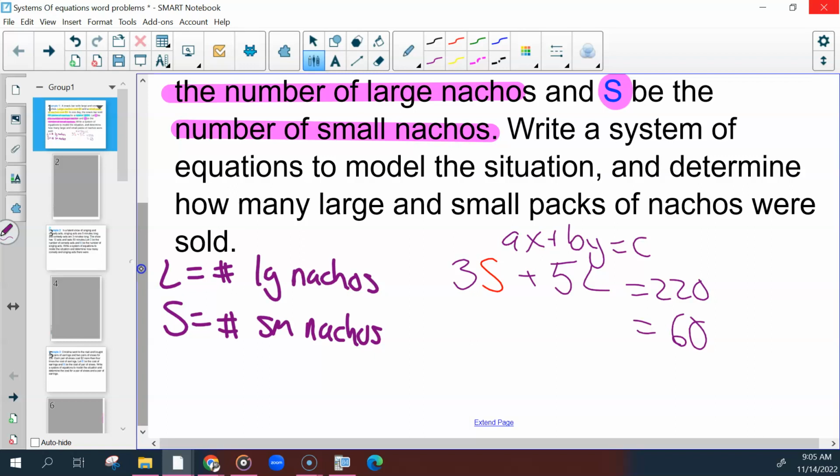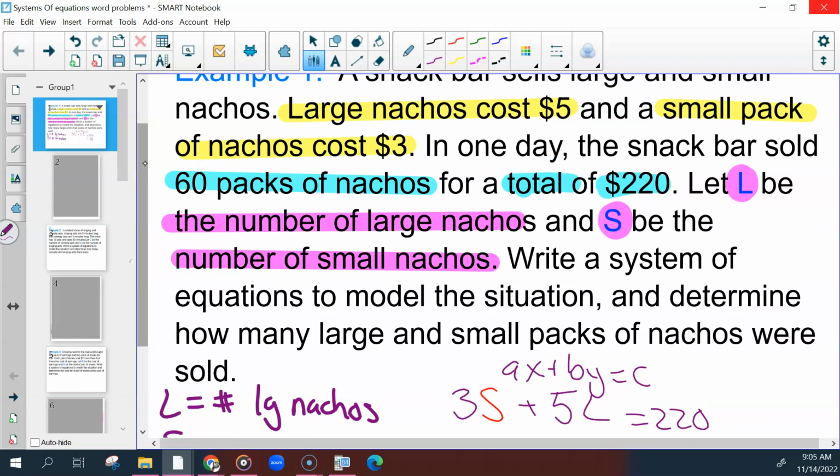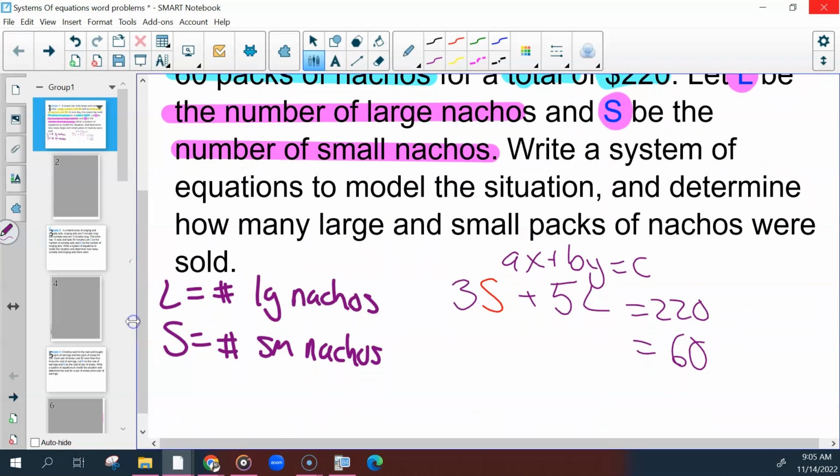Chris? So we can't use the 3, the 5, the 220 again in the second equation. Has to be something else. Something in this says number of large packs of nachos, number of small packs of nachos.